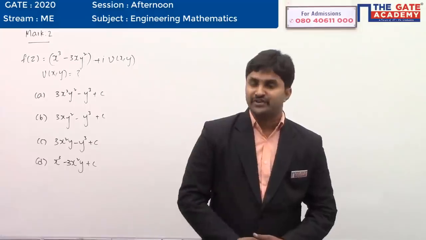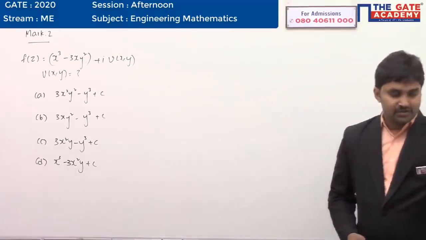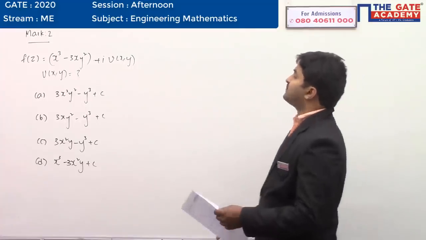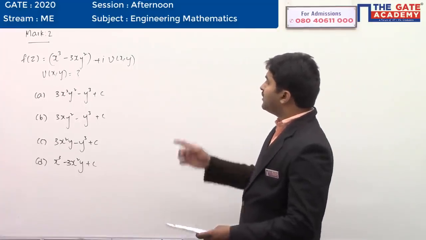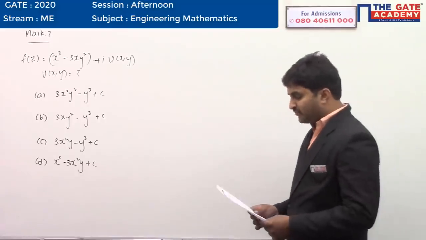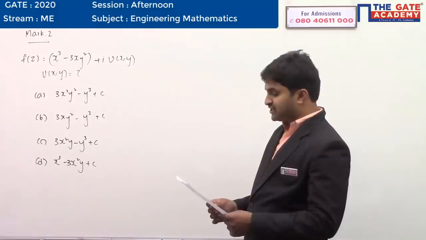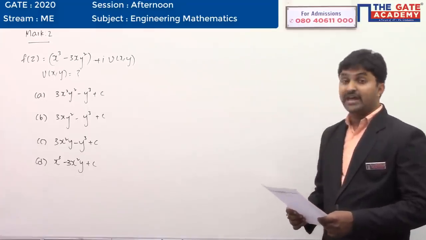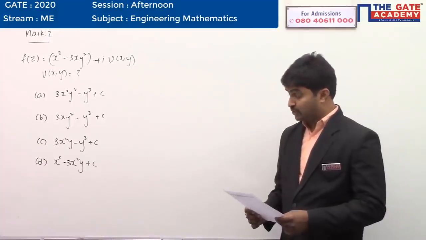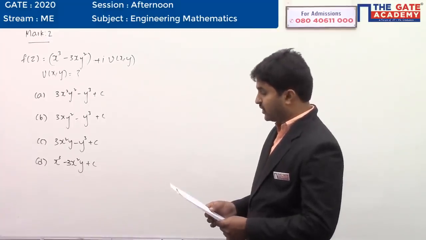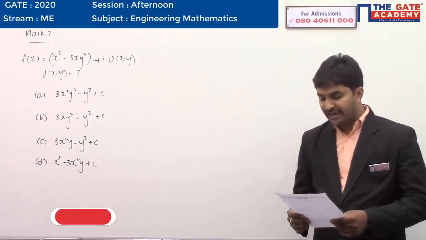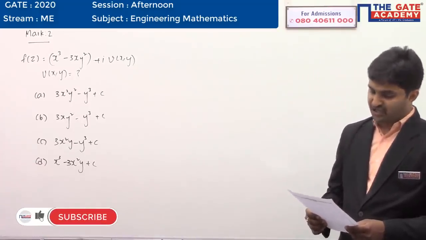Let us start with the very first question. Here, it's a 2-mark question from the chapter of complex variables and from the concept of analytic function. The function f of z of a complex variable z equal to x plus iy, where i is equal to under root of minus 1, is given as f of z is equal to x cube minus 3x square y plus i v of x comma y. For this function to be analytic, v of x comma y should be dash.